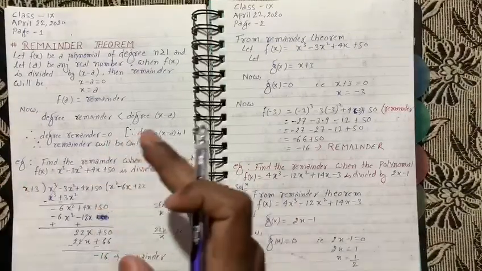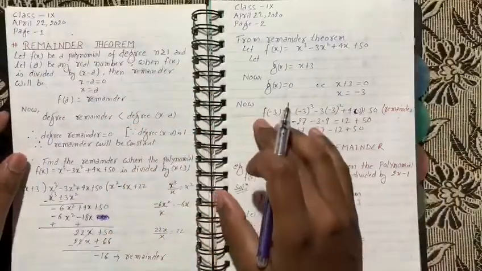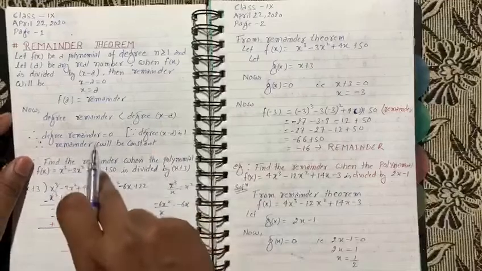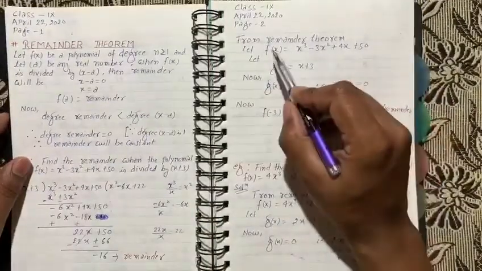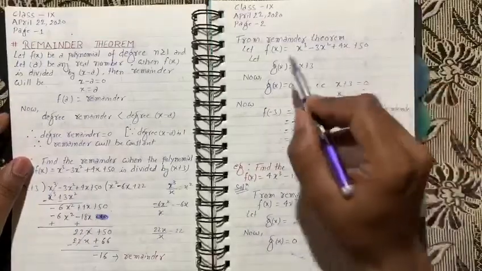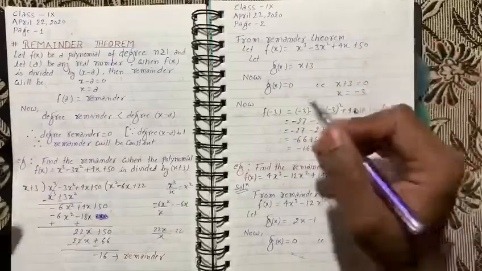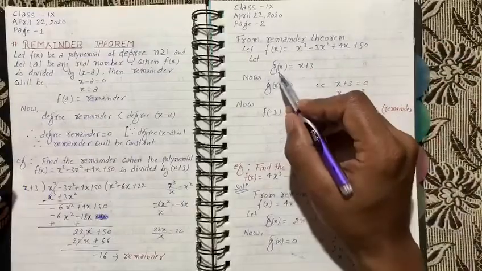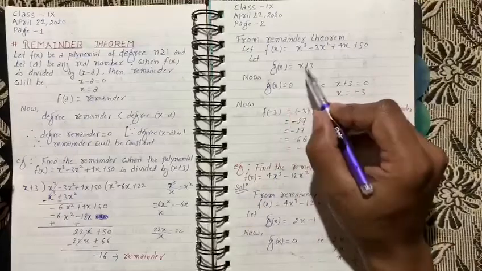But if you want to find the remainder with the help of the remainder theorem, what can we do, try to understand. If you want to solve the same question by the remainder theorem, I've written here from the remainder theorem, f(x) is given, the same thing. Now, whatever the divisor is, I have just assumed as g(x). You can assume something else also like p(x), d(x), whatever you want to write. So g(x) is equal to x plus 3.